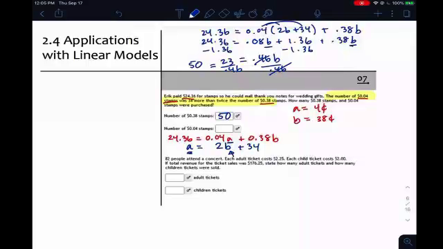And then the second part is to find the number of 4-cent stamps, which is found by this expression. A is equal to 2 times my B value, which was 50, plus 34. And so when I solve for this, I get my total number of 4-cent stamps to be 134.